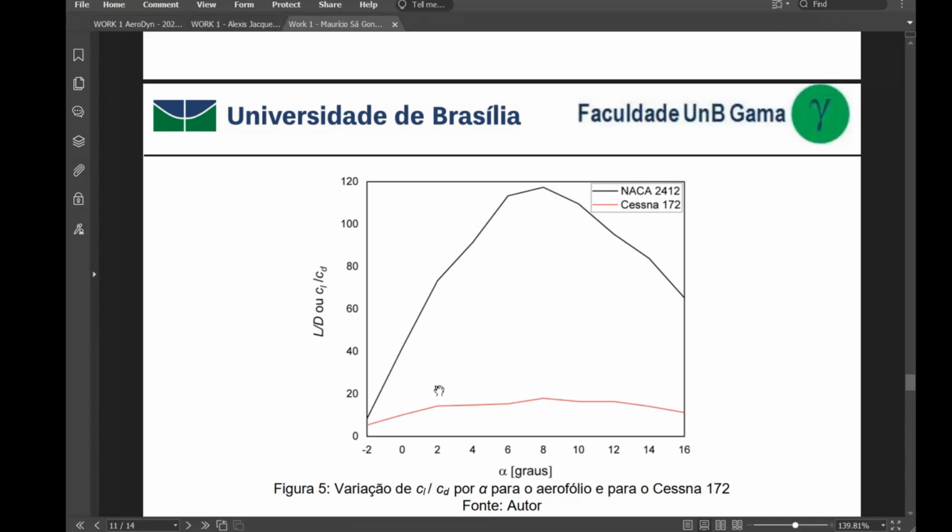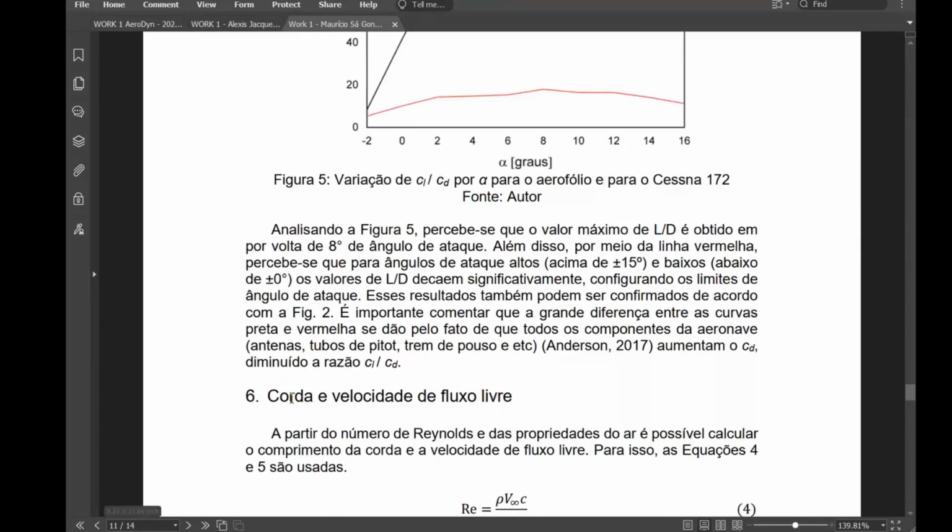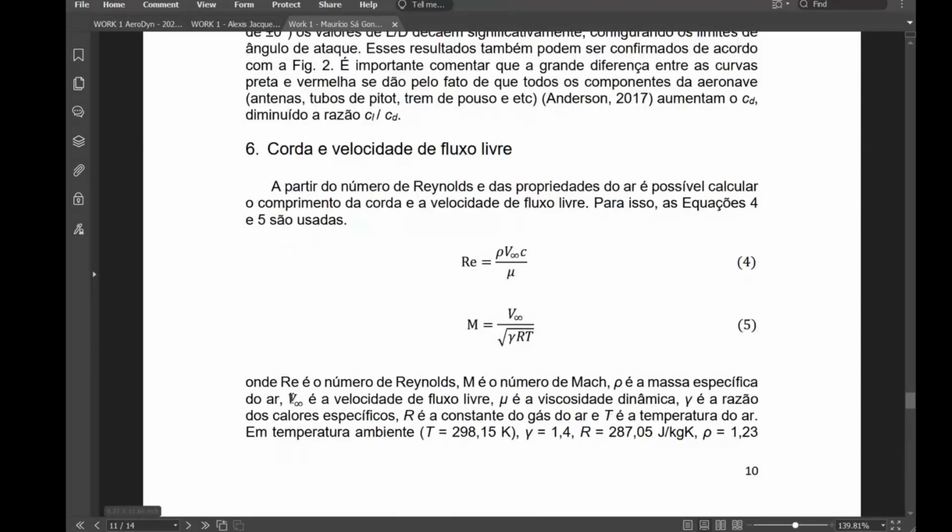If you have just a wing, you have more than 100 to 1 lift to drag coefficient, but if you have a full airplane, it's like 20, not more than this. It means that you need to have much more power for flight, much more thrust.